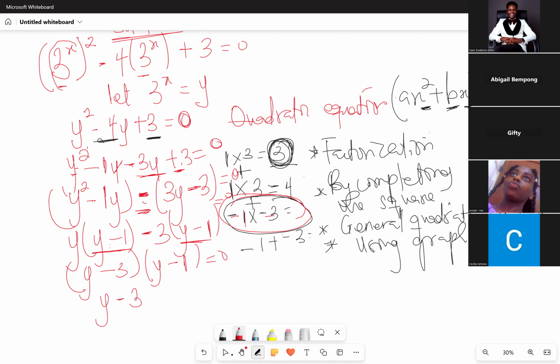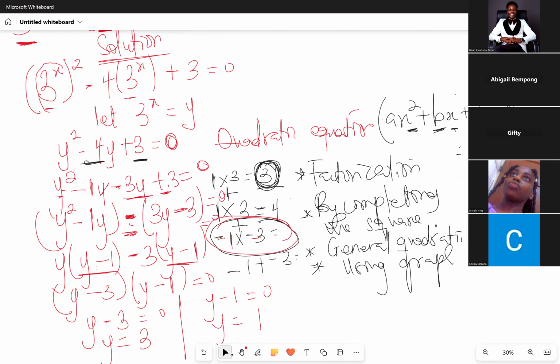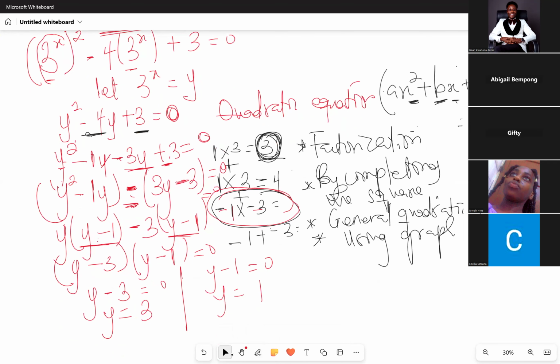So I'll just write y minus 3. You equate it to 0. Then you solve for y. Y is equal to what? 3. It crosses the equal sign. Then this one, y minus 1 is equal to 0. Y is equal to what? Cross the equal sign, 1. We are done. Last time too, I showed you how to punch quadratic equations on the calculator, right?